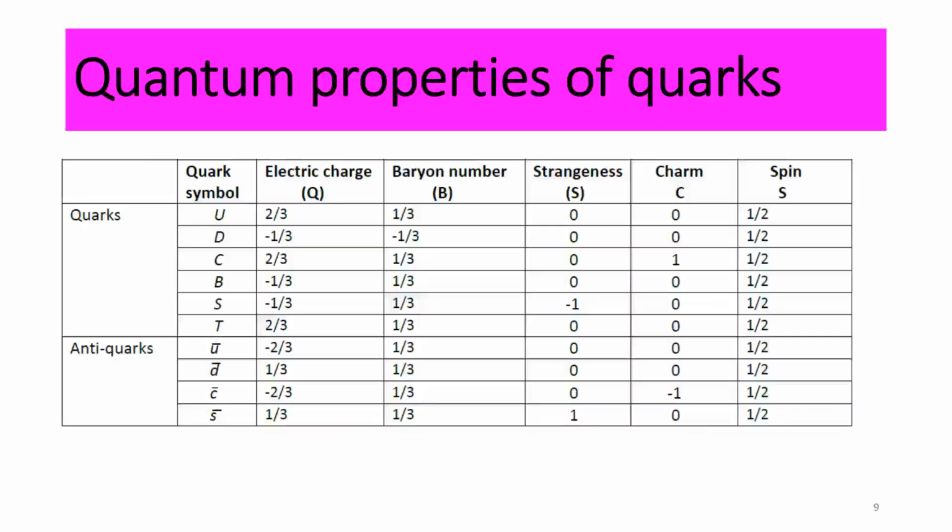This slide shows the quantum properties of the quarks. The first column is the quarks and antiquarks. The second column is the symbol for the quark. The third column is the electric charge. The fourth column is the baryon number. The fifth column gives the strangeness, the sixth column is the charm, and the seventh column is the spin. All these things are just quantum numbers. Charm, strangeness, spin, baryon number, all these are just numbers assigned to the quarks, and there is no physical significance for these quantum numbers.